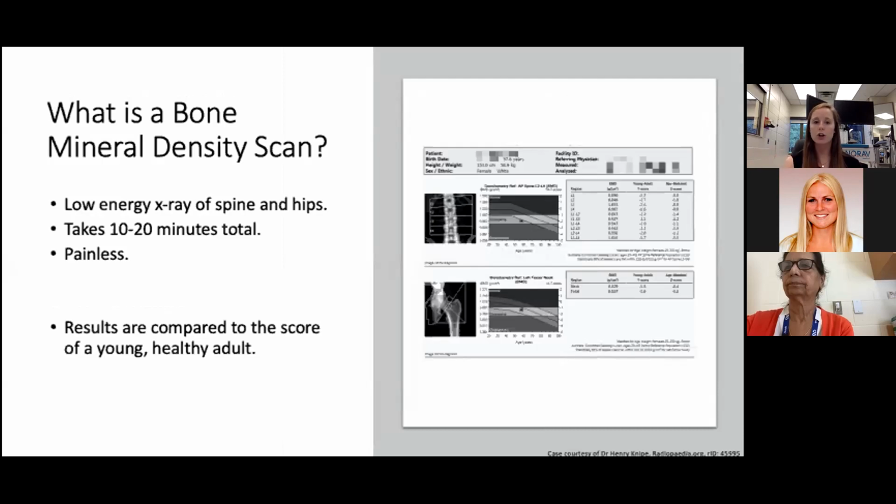Well, it's a low energy X-ray, so very low radiation of your spine and hips, usually your lumbar spine or your lower spine, and one hip. It takes about 10 to 20 minutes. It's painless. And the results are scored by a radiologist. And then they're compared using something called a T-score. You might have heard of that from your family physician. They compare your score to the score of a healthy young adult. And it really gives us an idea of where your bone density is and how much it may have changed from when you were younger, and also what your risk of fracturing is. And based on those results, your physician will help you make decisions about treatment.